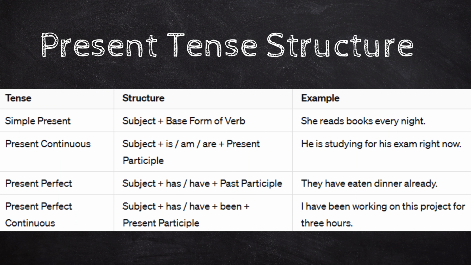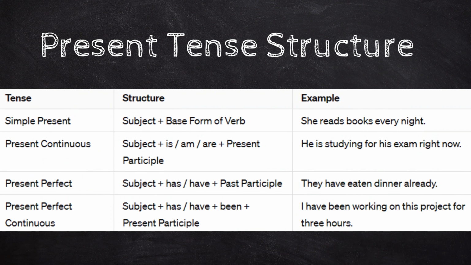Present continuous: subject plus is/am/are plus present participle. He is studying for his exam right now. Present perfect: subject plus has/have plus past participle. They have eaten dinner already. Present perfect continuous: subject plus has/have plus been plus present participle. I have been working on this project for 3 hours.